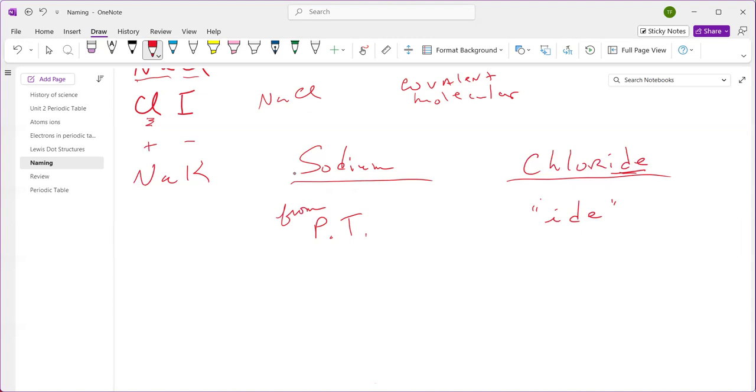Now, remember I said with ionic, we're not using the mono, di, tri, etc. We have to balance the number of ions by their charge, because ionic means it's charged. So what's the charge with sodium? Look on the left side. +1. What's the charge on the chloride, the right side? -1. We have to have a net 0 on the charge. So what charge do we have net? 0. +1, -1, totally cancels out.